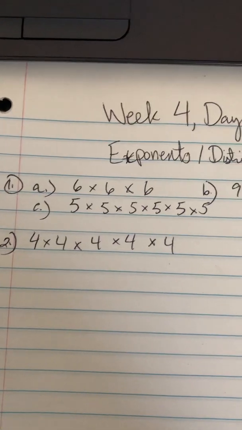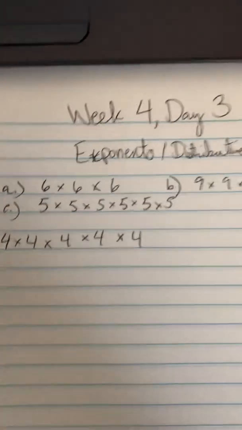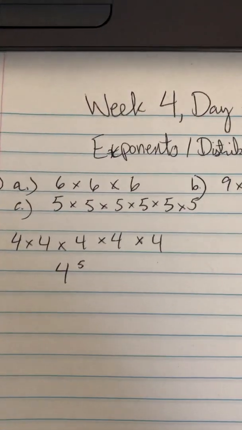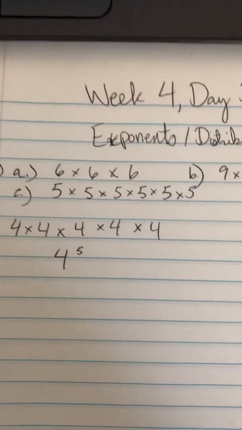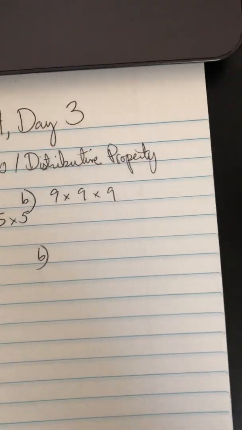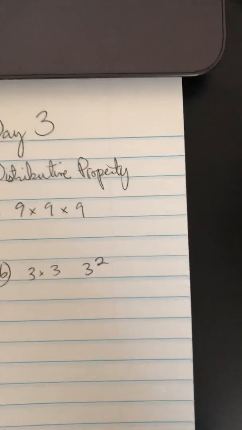Right, and now what we're going to do is count 1, 2, 3, 4, 5, and we're going to call it 4 to the 5th power. 4 to the 5th power, okay? And so we see that 4 to the 5th power, all right? That's there. So letter B is 3 to the 2nd power, so we have 3 times 3. That's going to be 3 to the 2nd power, or what else could it be? Right, 3 squared. Okay, 3 squared. They are both the same.